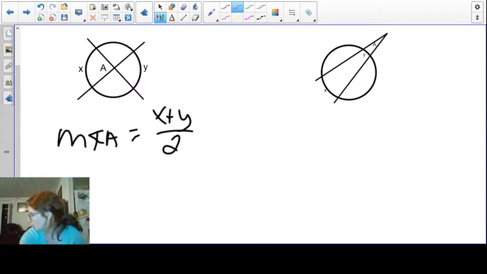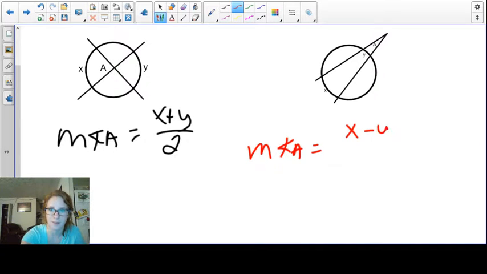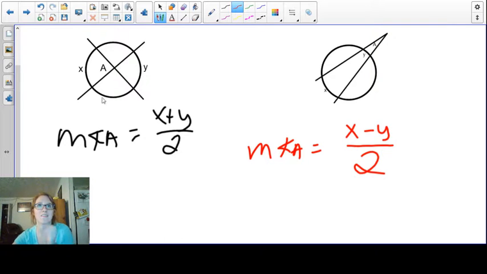An angle that's formed on the outside by 2 secants is when I take the bigger outside piece minus the other part, the big arc minus the little arc, because they look bigger over here and smaller over here, and that'll be divided by 2. So if it's inside, you add and divide. If it's outside, you subtract and divide.